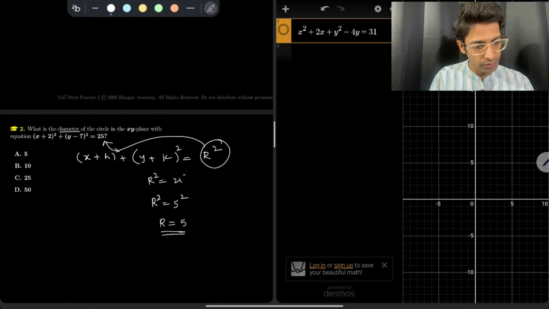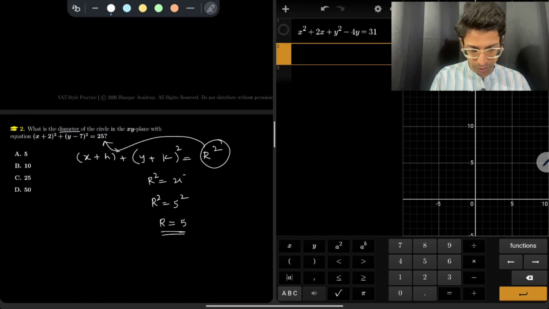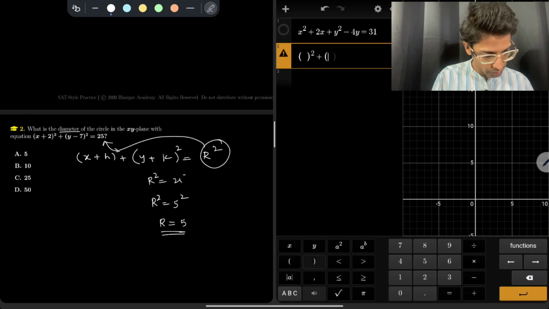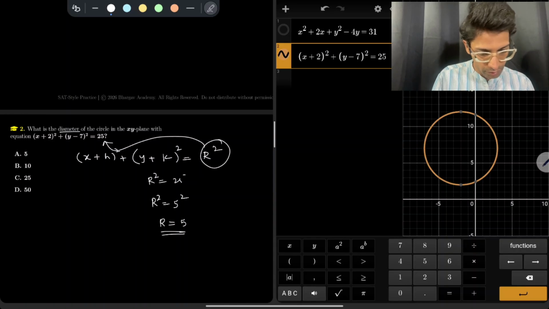So let's erase the past memory. Let's try to type this down. Something square plus something square equals 25. What should I write here? X plus 2. What should I write here? Y minus 7. So this is the circle and we want to find the diameter.